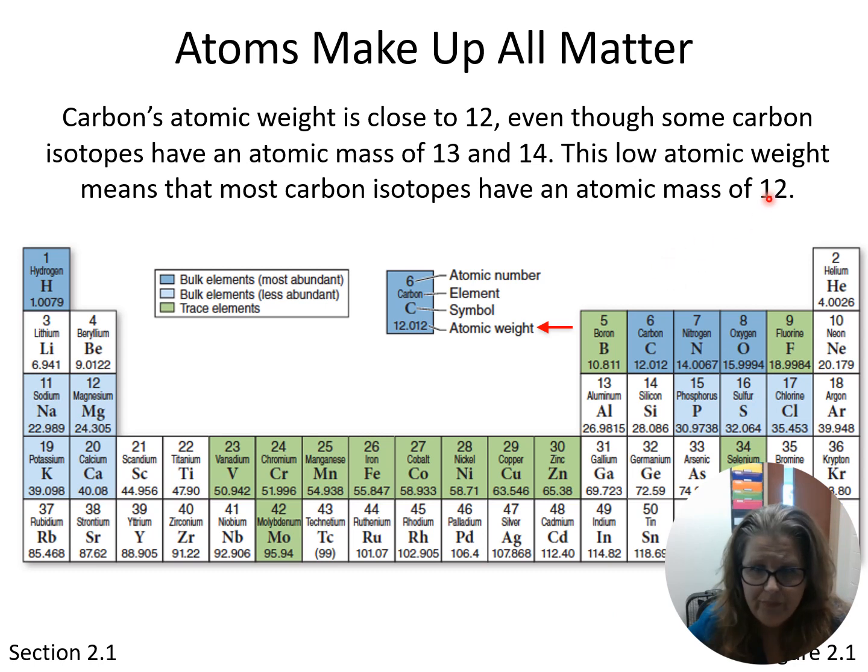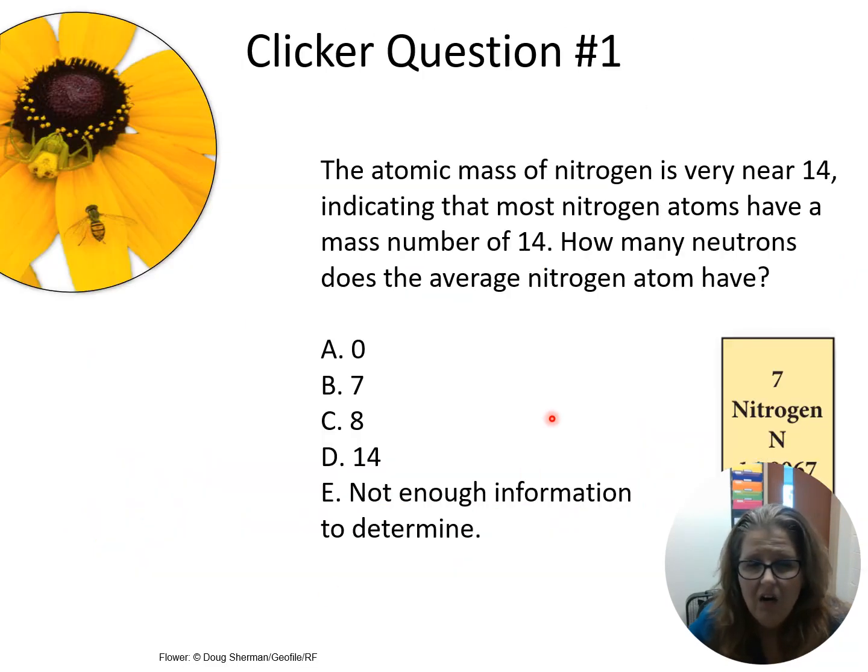So most carbon isotopes have a mass of 12. Yes, there's 13 and 14 for carbon-13, carbon-14, but we're going to take the average for that atomic weight. All right, so for this one, the atomic mass of nitrogen is near 14. We're just going to say it's 14.